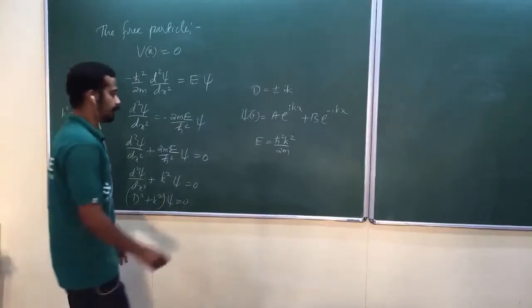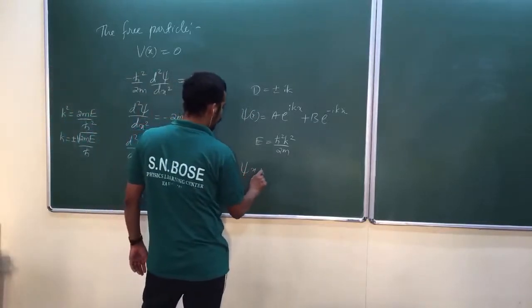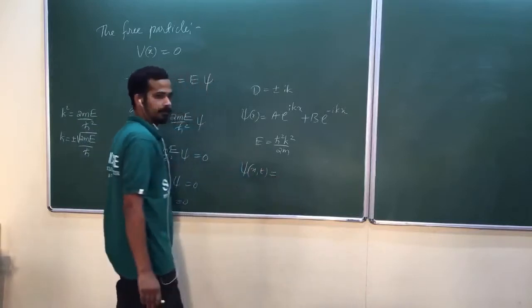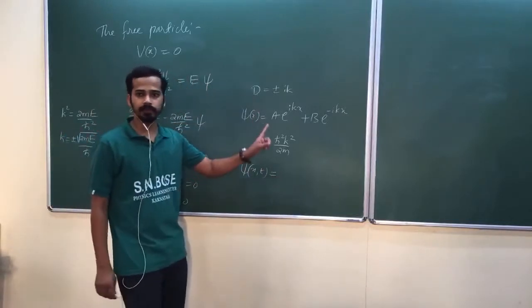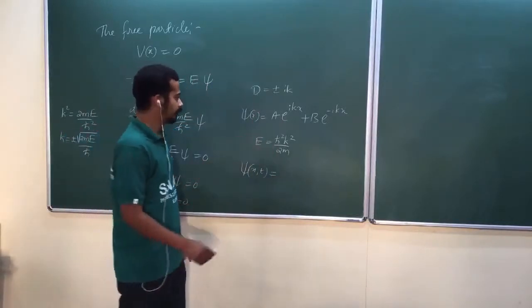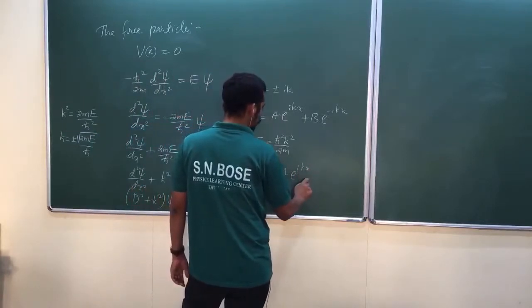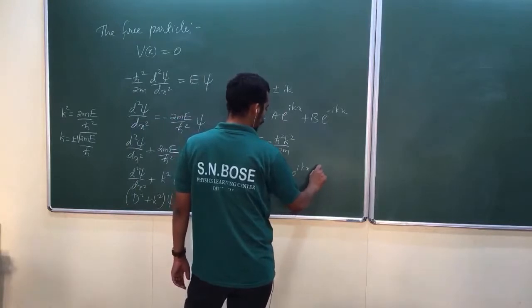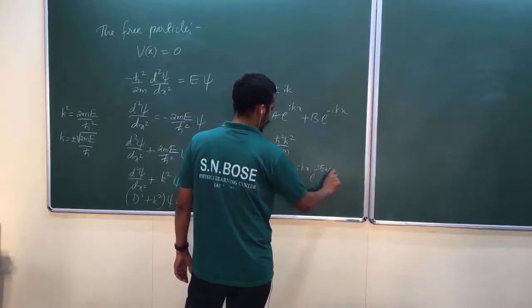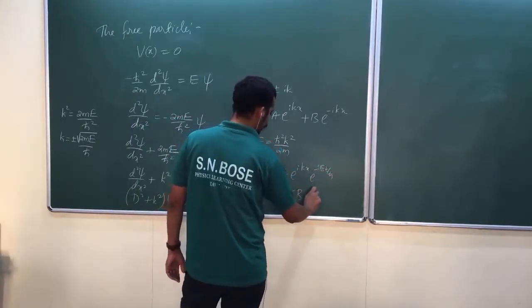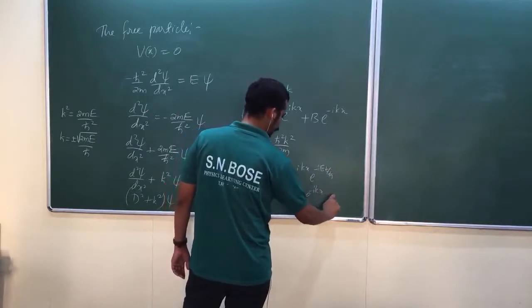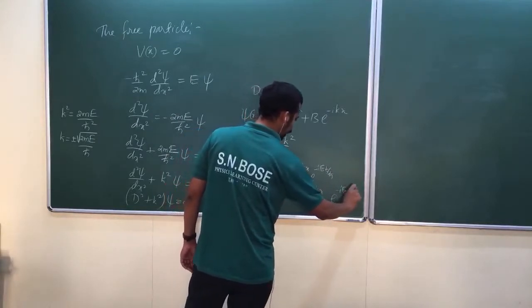Now look at here. If you want to write the time dependent wave function, what would you do? You have to switch over to the exponential energy part. Am I right? So then what would happen is A e power ikx into e power minus iEt by h bar plus B into e power minus ikx into e power minus iEt by h bar.